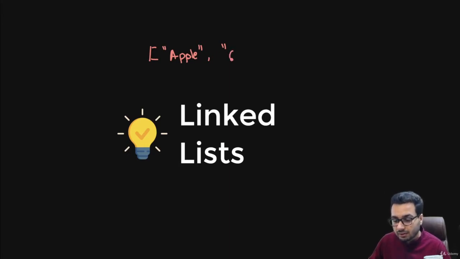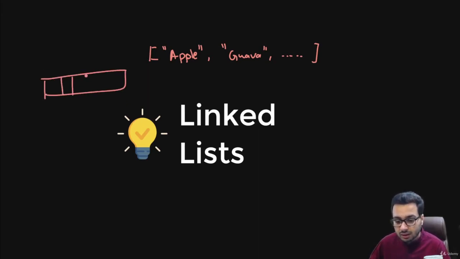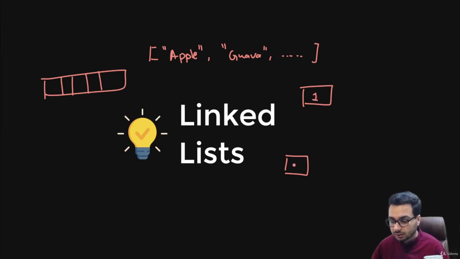Maybe we have apple, we have guava, or we have some other items. Internally it may be stored in a different kind of manner. An array is continuous memory, but a linked list is not continuous memory. Maybe you have one item in this part of the memory, another item in this part of the memory. Let's say this is one, this is two, another item in this part of the memory, and another item in this part of the memory, and these items are connected by something we call pointers.